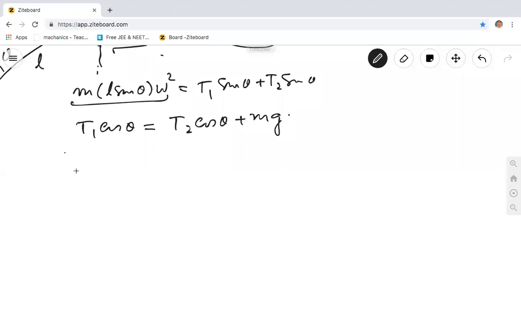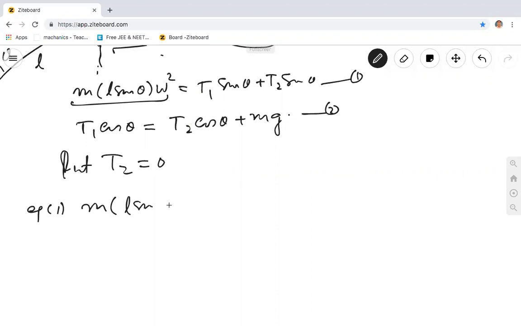Now put T2 equal to 0. What will I get? The first equation reduces. Equation 1 reduces to what? M L sin theta omega square is equal to T1 sin theta. And T1 cos theta is equal to simply mg if T2 is 0. Right? So these are the two equations.